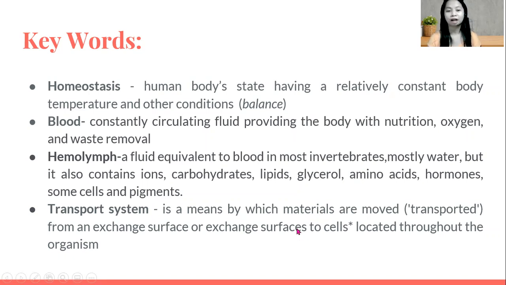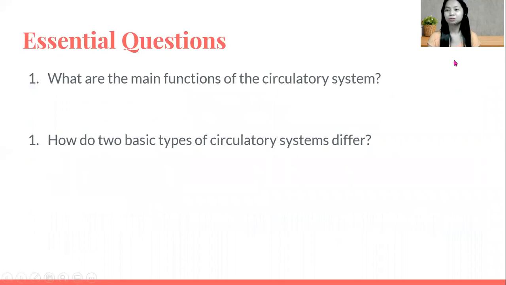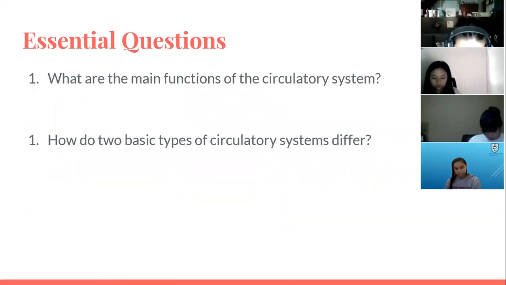And lastly, a transport system is a means by which materials are moved or transported from an exchange surface or exchange surfaces to cells located throughout the organism. So we have two essential questions that we need to answer by the end of this discussion. First, what are the main functions of the circulatory system? I want you to take note of these two questions. And second, how do the two basic types of circulatory systems differ?